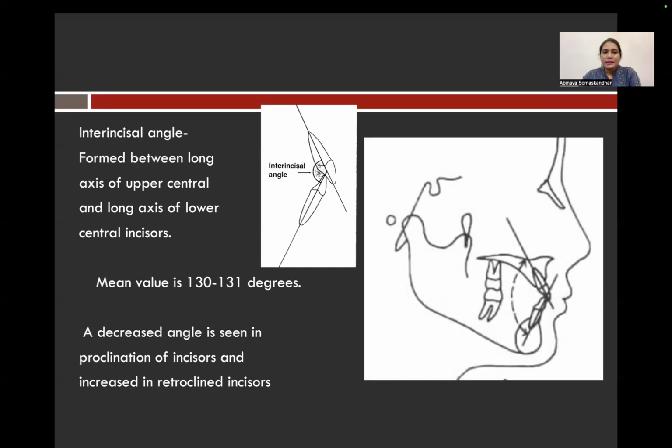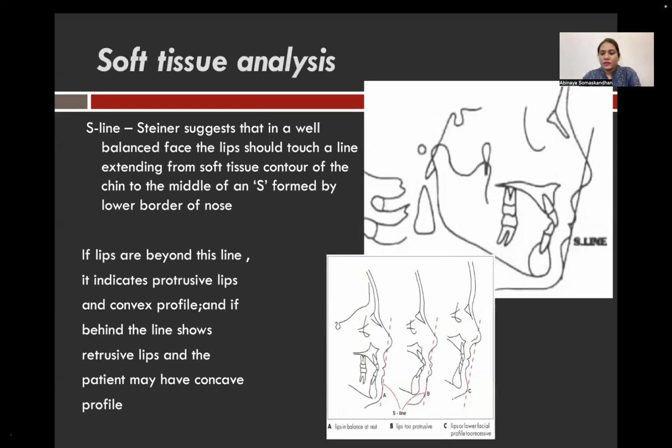Next is the interincisal angle. As the name suggests, it is between the long axis of the upper central and the long axis of the lower central incisors. The mean value is 130 to 131 degrees. A decreased angle is seen in proclination of incisors and an increase in angle is seen in retroclined incisors.